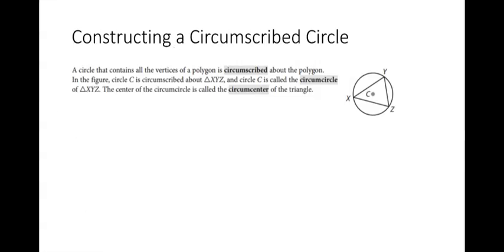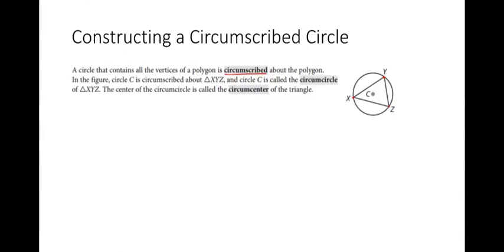All right, so constructing a circumscribed circle. There are some definitions we need to be aware of. A circle that contains all the vertices of a polygon. Basically, if you see the circle around the triangle XYZ, vertex X is on the circle, as is Y, as is Z. Now, that is referred to as a circumscribed polygon. So triangle XYZ is considered to be circumscribed. It exists within that circle. Now, in the figure, circle C is circumscribed about triangle XYZ.